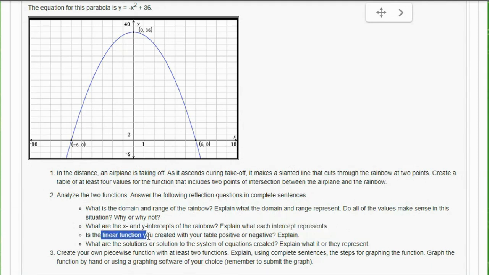Now, is the linear function that you made for your airplane a positive or a negative? It could be either one, depending on the function you make. I don't know if your airplane's taken off from the left or from the right. So it's going to be positive or negative depending on how you build it. And what are the solutions to the system of equations? Because you have a system of equations. You have a parabola and a straight line. What's the solution? What does it represent?